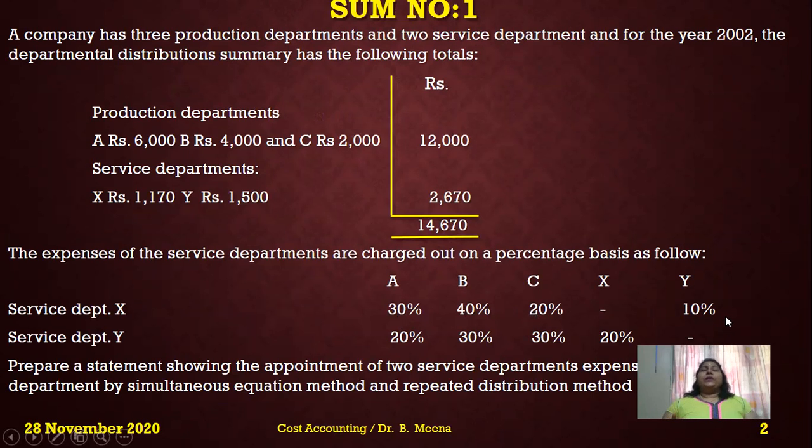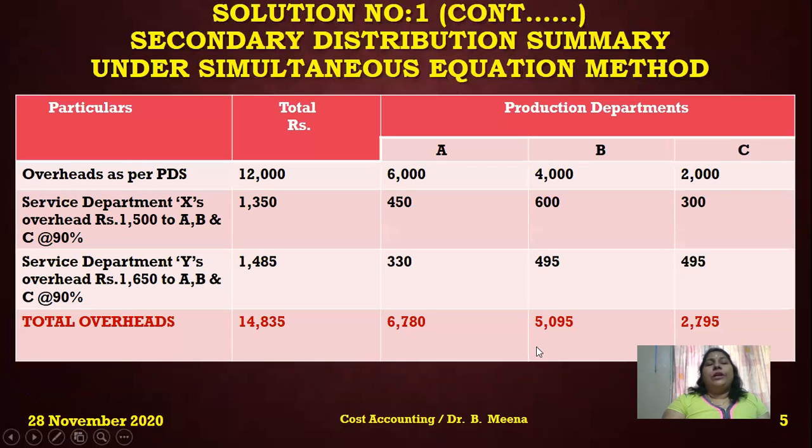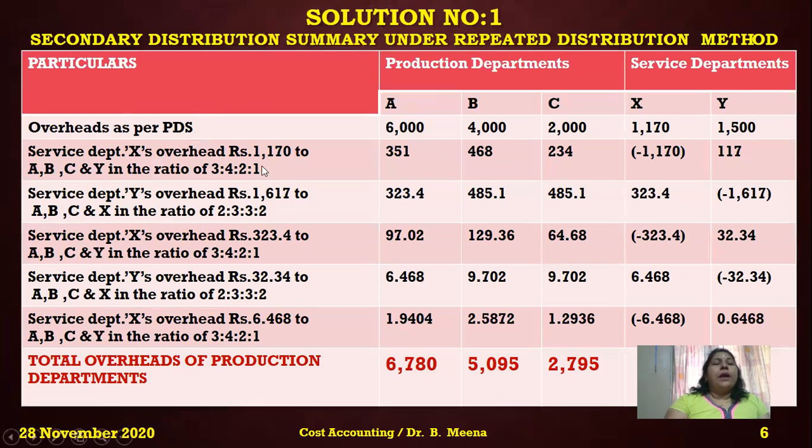So the conclusion is, whenever I'm going to redistribute the overheads of X to A, B, C and Y, I'll redistribute it in this ratio. Whenever I'm going to redistribute Y's overhead, what ratio will I use? 2 is to 3 is to 3 is to 2. So that ratio I can apply whenever redistributing Y's overhead. So have it in mind and apply it in the problem. Try to have an understanding when I'm explaining here.